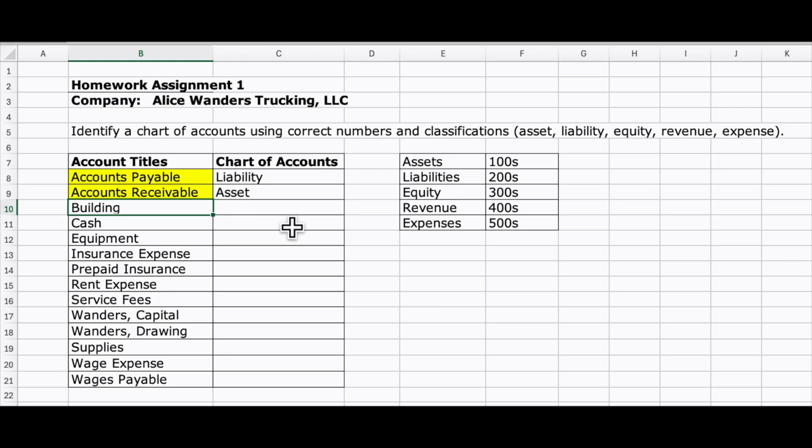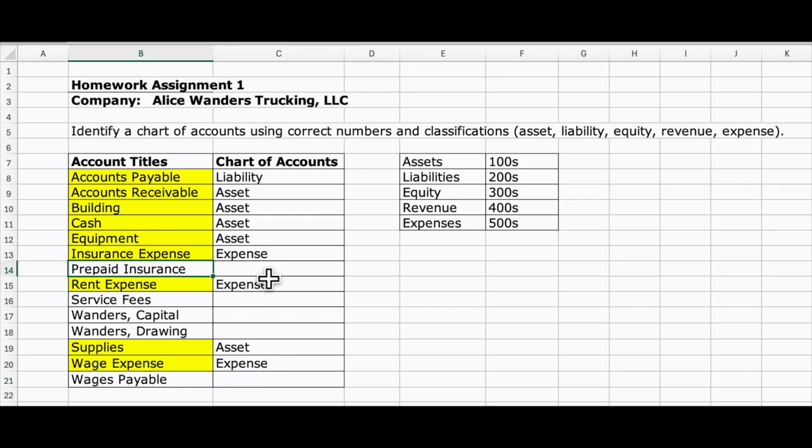Also, other asset accounts that we can see on the list include building, cash, and equipment, as well as supplies. Those are all asset accounts. Now, anytime you see expense, that falls under the expense category. So one expense here we can see is insurance expense. Rent expense is another one. Wage expense is another one. So we're going to put all of those as expenses.